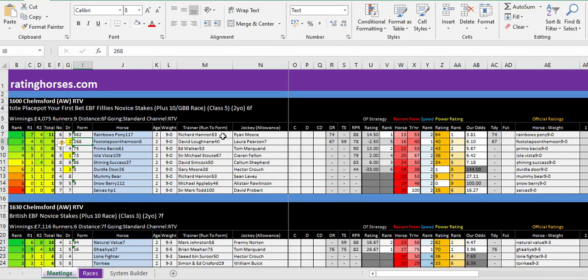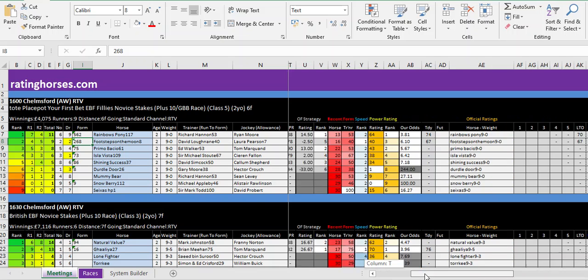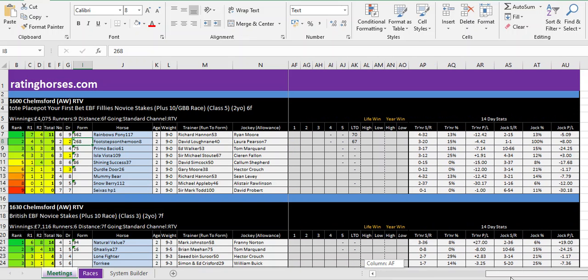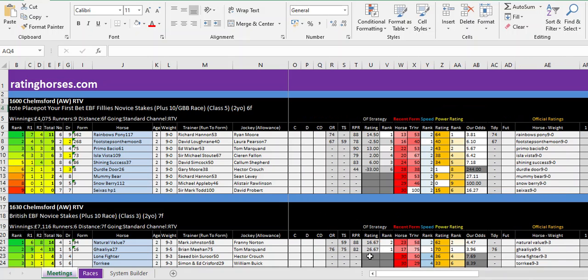The figure after the trainer is a run to form figure. Now, people do get confused with the actual historical, sorry, the last 14-day stats for the trainer. As you can see, Richard Hannon in the last 14 days has a 13% win strike rate. Okay, he's had 4 winners from 32 runs. However, the run to form figure is 53. Now, this is a percentage out of 100.